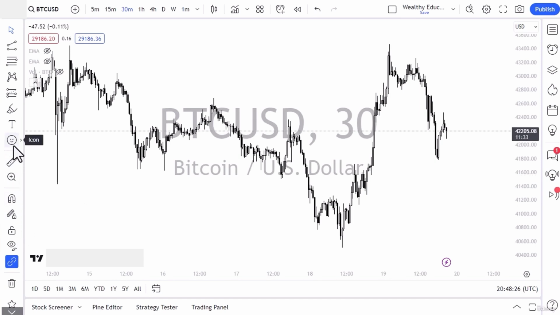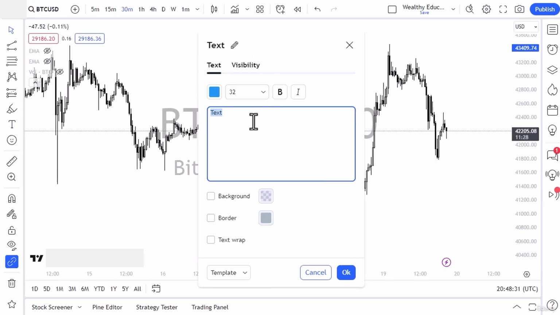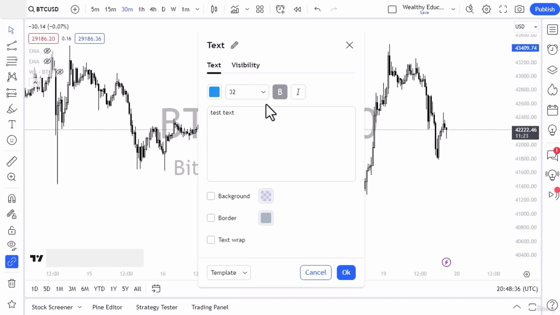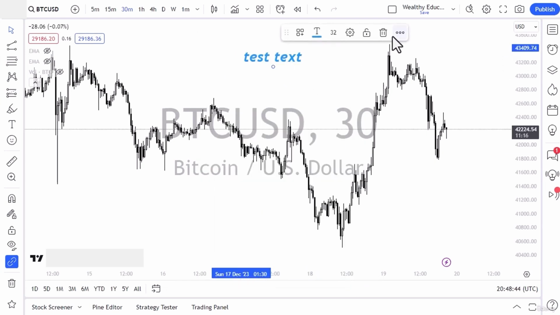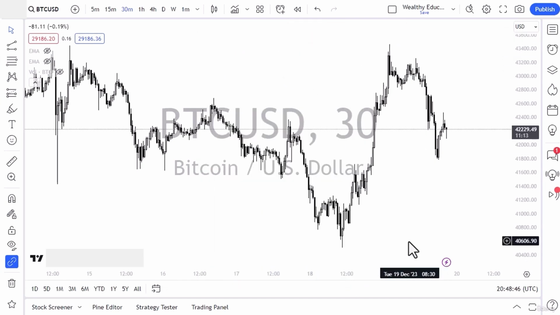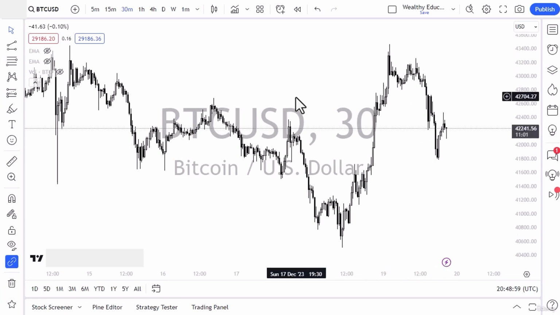You can even write on it, click on text, and you can say best text. I'll make it bold, and bold and italic. Okay, and you can see it pops up there. So just a great tool to mark up your charts on and showing how to kind of flip through the various bits and pieces of information.